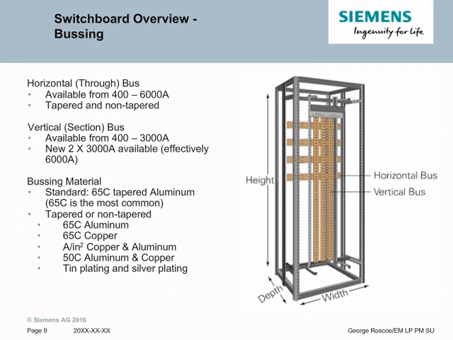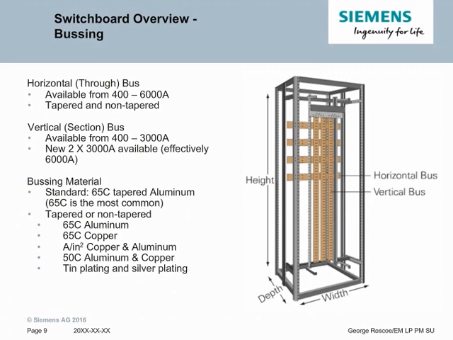The bus can be tapered or non-tapered. Non-tapered means the horizontal through bus is fully rated throughout the switchboard, and tapered means that as you get further from the source, the ampacity of the through bus goes down just to serve the loads it needs. Vertical section bus is used in distribution sections. It's available from 400 amps to 3,000 amps. There's new designs available that allow you to have a center fed design where you can have basically two 3,000 amp distribution sections in one area, which effectively gives you 6,000 amps of busing.